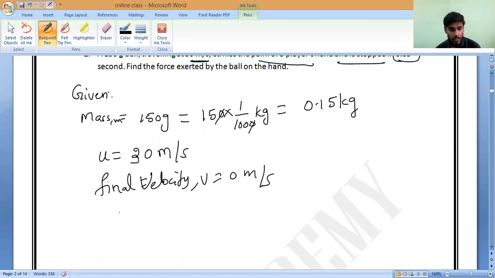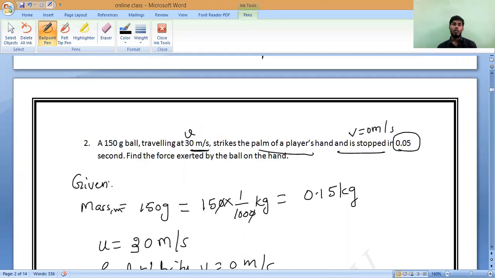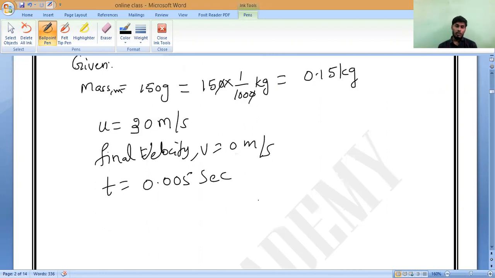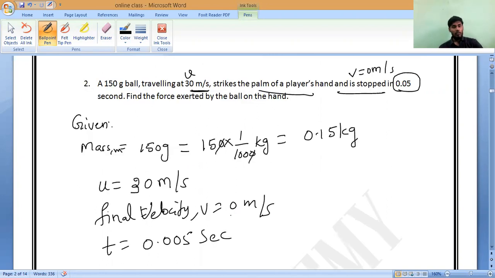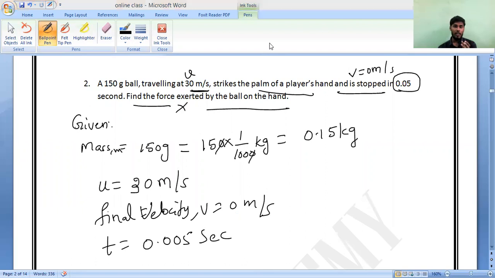Now time taken T equals how much? 0.05 seconds. Now, what they are asking in the question: find the force exerted by the ball on the hand. Correct or not? Means if I try to catch, how much force is exerted on my hands they are asking. Yes or no? Yes, sir.